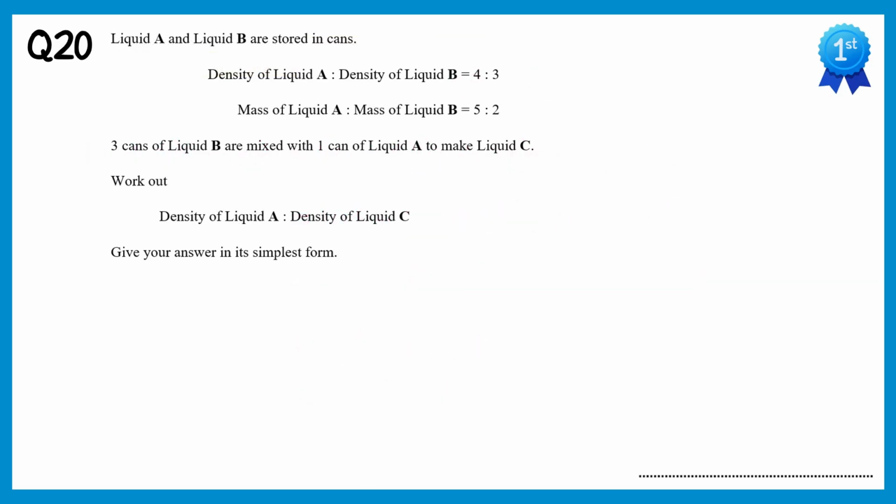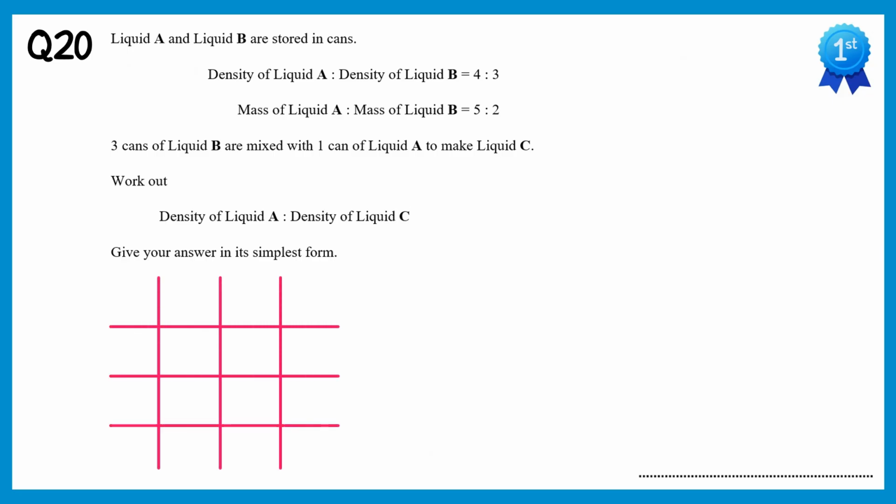To approach a question like this, I'm going to draw out a table since there's lots of different bits of information. I'm going to put all of the liquids across the top, so we've got liquid A, liquid B, and liquid C, and then going down the side, I'm going to put the density, the mass, and the volume.